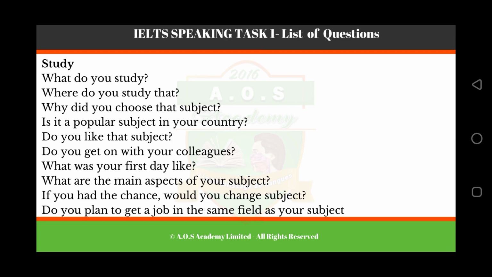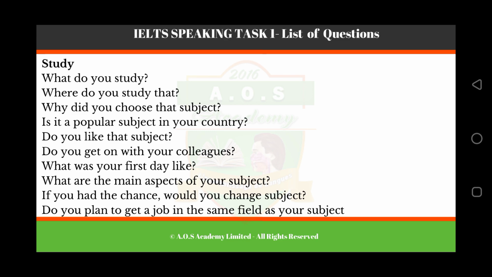I am very satisfied with my choice and I am confident that it will lead to a successful career. The last question is, do you plan to get a job in the same field as your subject? Yes, I plan to find employment in the field related to my subject. I am eager to use my skills and knowledge to make a positive impact in my career.